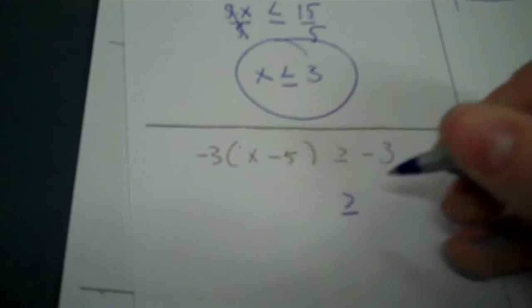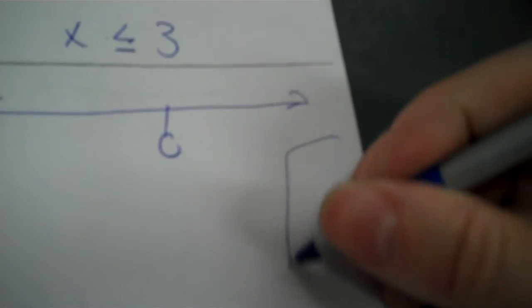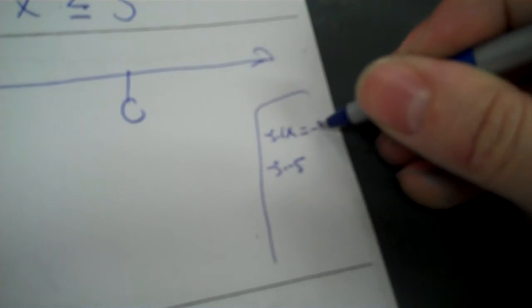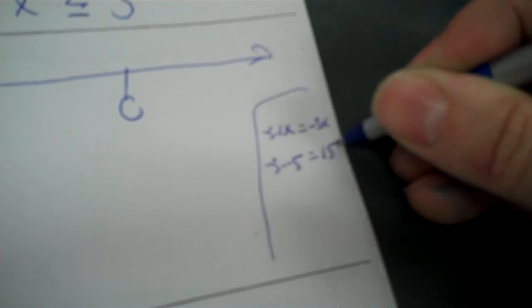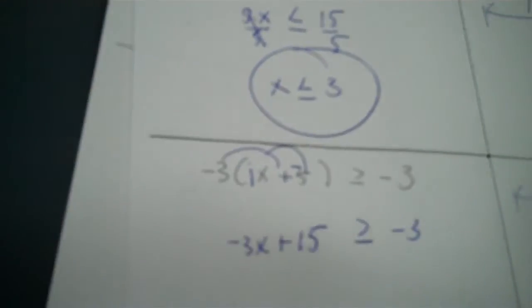Okay, a little distributive property action here, okay? First, we got to distribute. So you get -3. I'll do this over in the corner, okay? I'll just make a little box. So I'll take -3 times 1x, and then I'll take -3 times -5. So that's going to give you -3x and then 15. So that side now is -3x plus 15, okay?